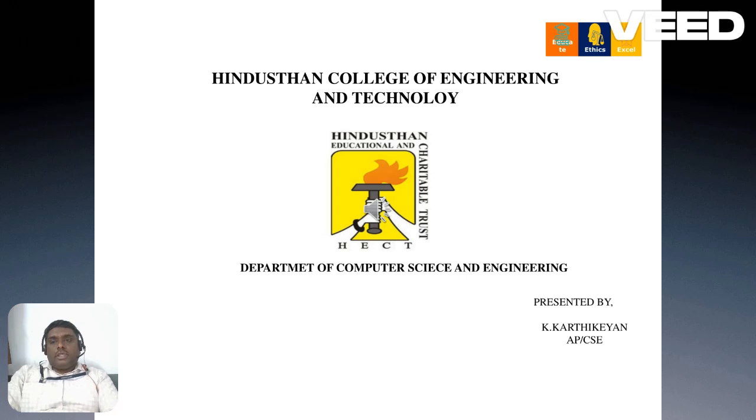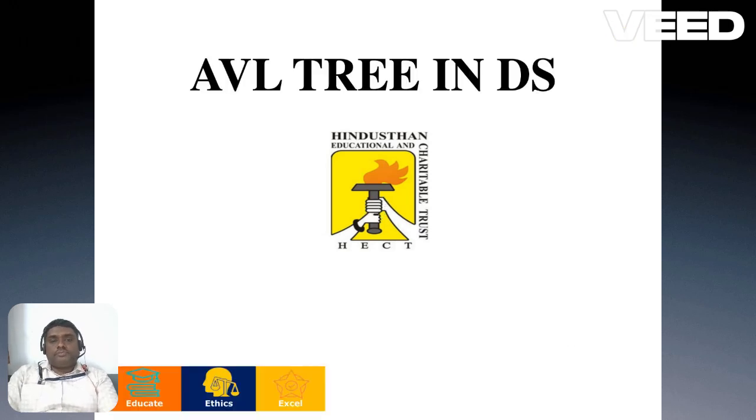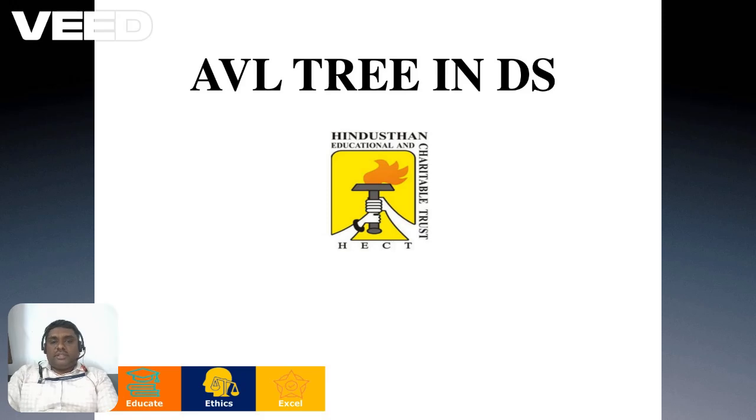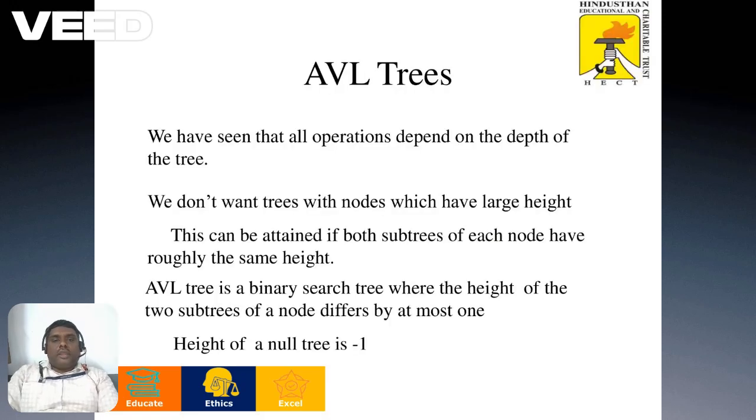We are talking about the AVL tree concepts, AVL tree in data structures. An AVL tree is a binary tree that also satisfies the binary search tree property. It is mainly used to control the height of the tree, so that both subtrees of each node have roughly equivalent height.